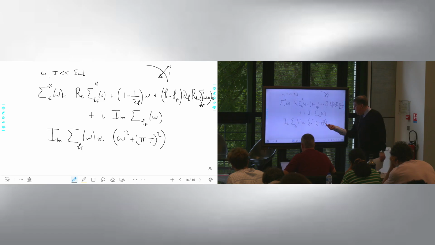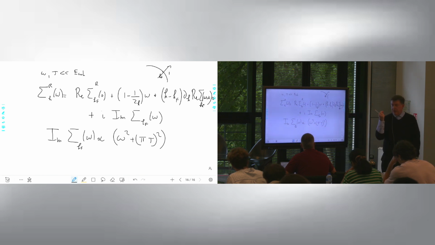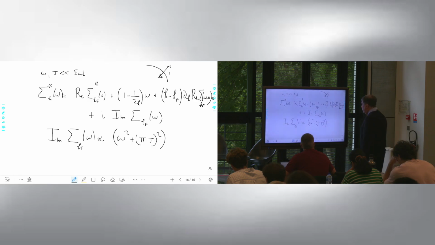This result is not trivial. It's just a phase space argument in the Fermi liquid. You have to really prove it, either in perturbation theory, but that result is in fact general at low frequency. It's not limited to weak coupling.